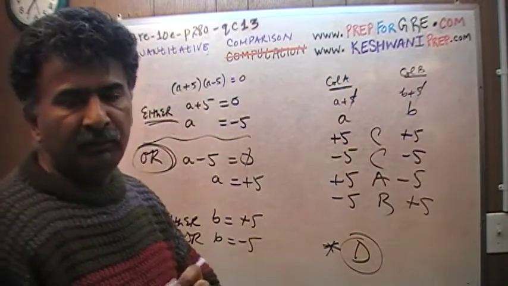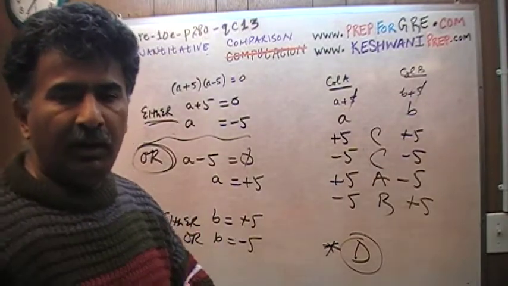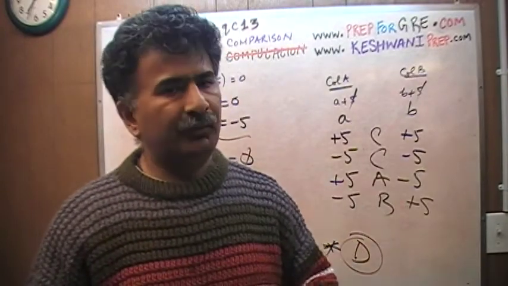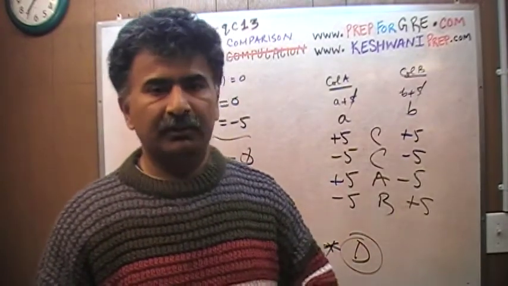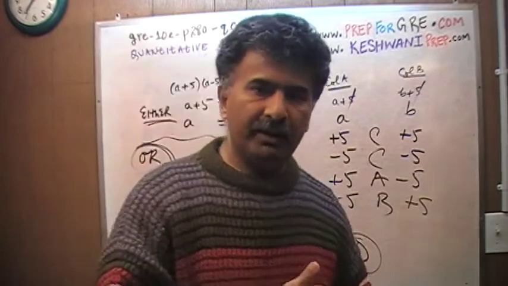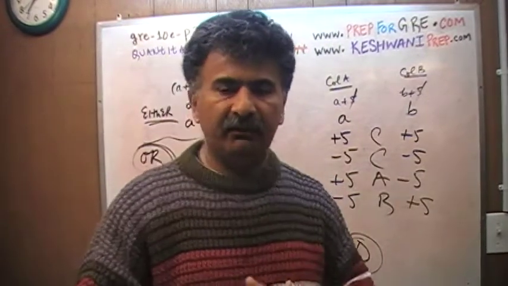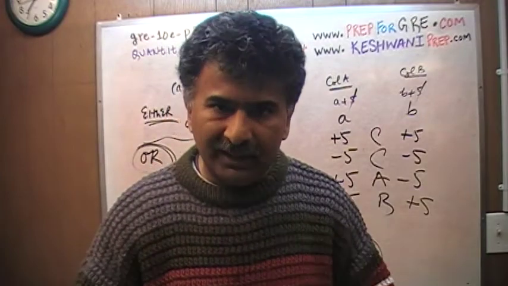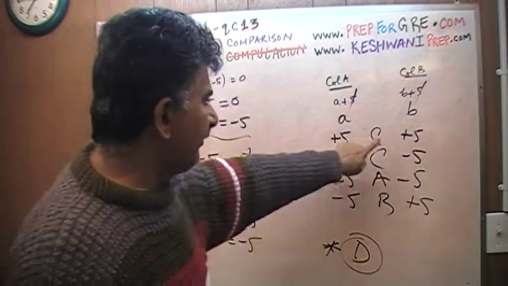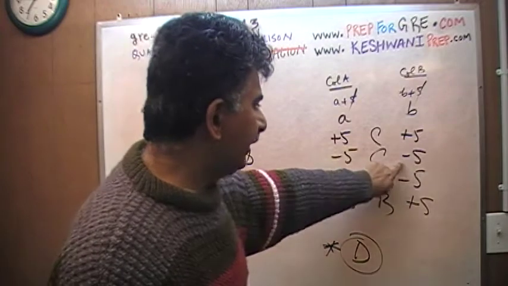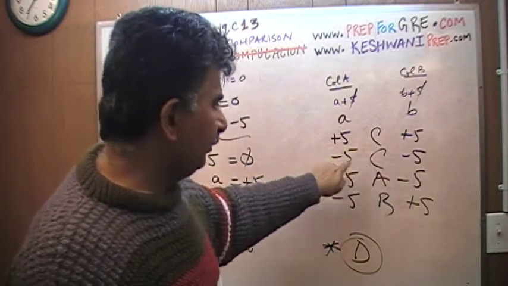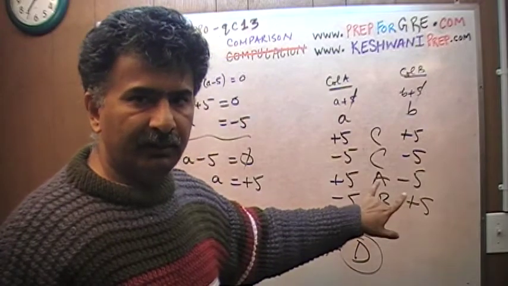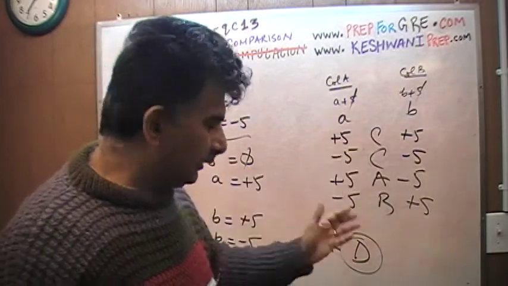Because we do not know which variable assumes which value, we do not know which one is bigger or if they're equal. a could be positive 5, a could be negative 5, b could be positive 5, b could be negative 5. If both a and b happen to be of the same sign, both positive or both negative, the answer would be C. If they are of the opposite sign, then the answer is going to be either A or B. Because of the conflict, the correct answer is D.